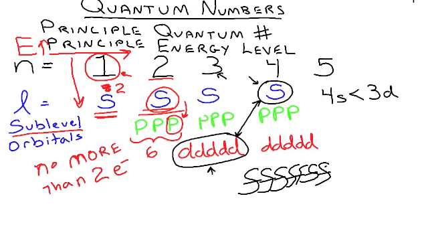So when you get to that point in your configurations, as you're doing them 1 through 36, as soon as you finish filling up the 3p level, you're going to need to fill electrons into the 4s level first, and then come back and fill into the 3d level. When you get to 4p6, you're done. Hopefully you'll get to 4p6, and that'll be krypton. Let's look at one more thing.